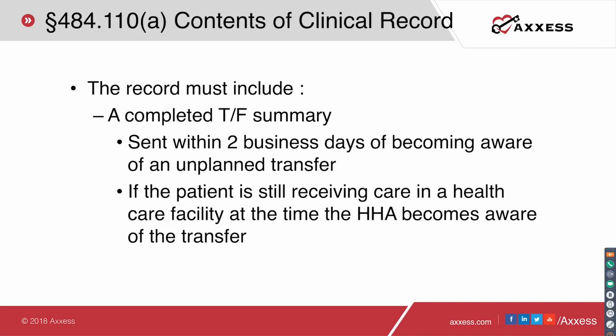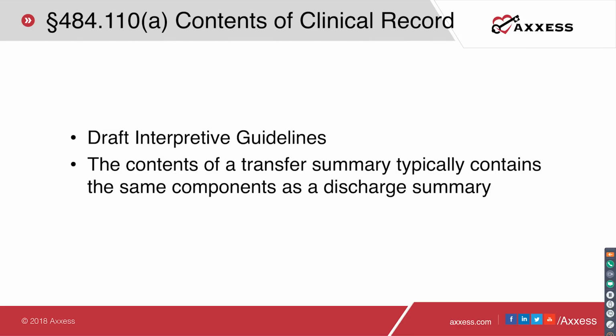Now, if you don't know that this patient ended up transferring, and we certainly have that happen sometimes, patient goes to the hospital and they're actually discharged before we knew that they were ever transferred in the first place. When that happens, we still have to send a transfer summary within 2 business days of becoming aware of an unplanned transfer if they're still at the facility. If not, you don't have to do the transfer summary. And again, it tells us in the draft interpretive guidelines here that the contents of the transfer summary typically contains the same components as a discharge summary.